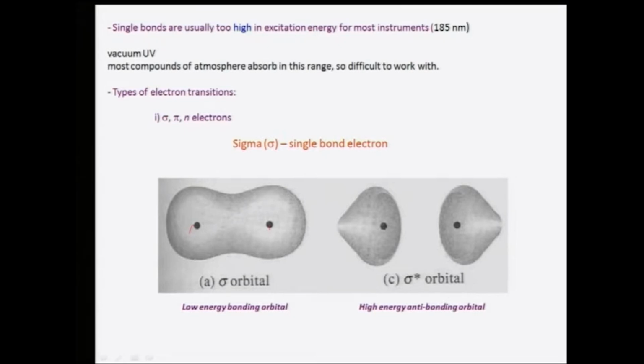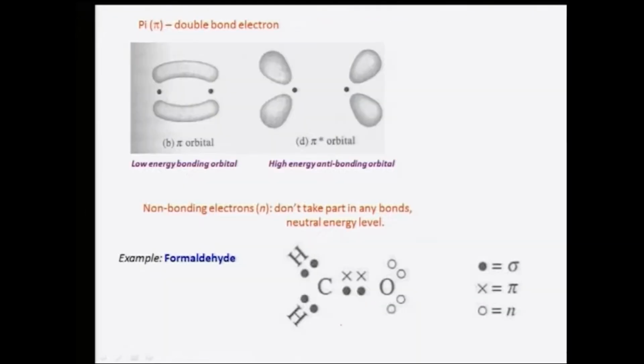So, we need vacuum UV, and then you can have that, this is the anti-bonding. So, you break this bond between them and form this kind of transition. So, this is low to high, from bonding to anti-bonding sigma.